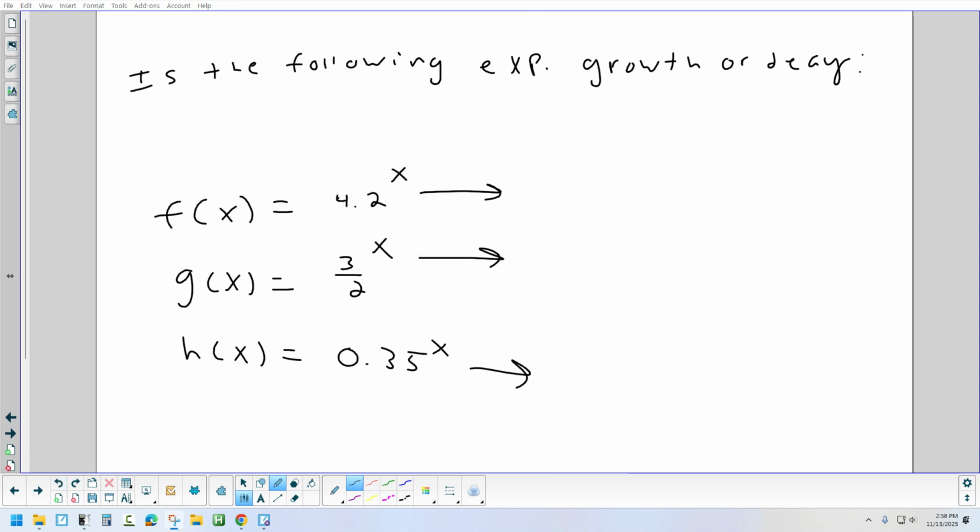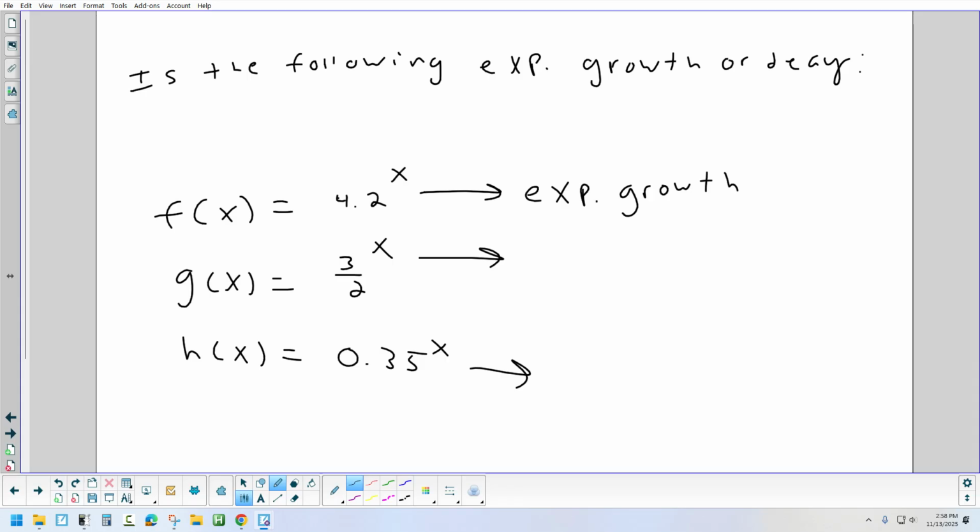Okay, so the second one we're going to look at is determining if an exponential function is either growth or decay. All right, so let's start with f of x. Would f of x be exponential growth or exponential decay? Yeah. How do you know that that's growth? Because 1.2 is greater than 1. Yeah, the base is bigger than 1. Yep. So bigger than 1, it's exponential growth.